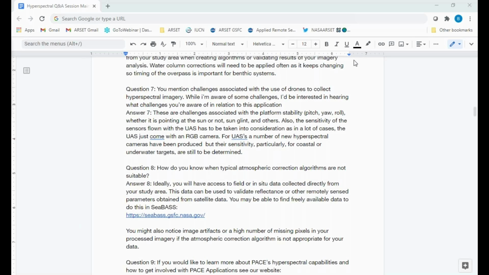You might also notice that there are image artifacts or a high number of missing pixels in your processed imagery, particularly if the atmospheric correction was not appropriate for your data.